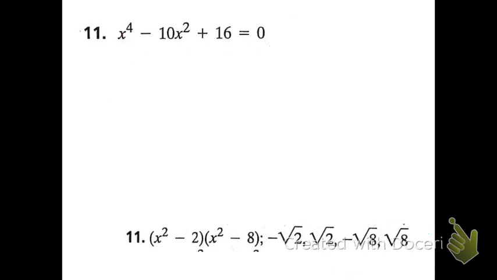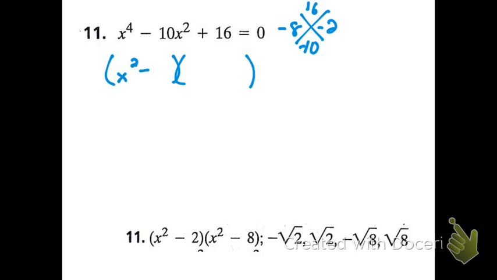All right, so here we go. I'm going to factor this. Two numbers multiply to 16 and add up to negative 10. That'd be 8 and 2, as long as they're both negative. So I have x squared minus 8, x squared minus 2 equals 0 here. So I'm going to set each of those equal to 0. You can't factor them anymore. They're not differences of squares. That's not a square, neither is that.